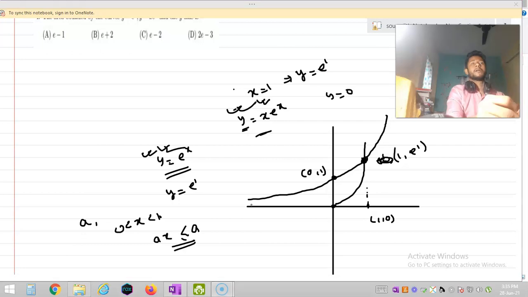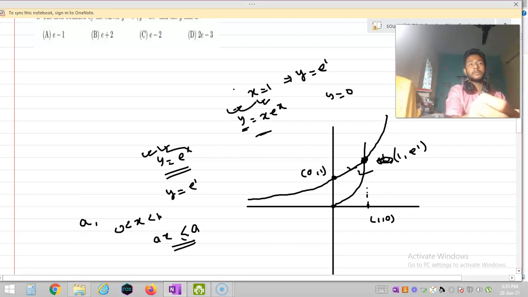We have to find the area bounded by these curves and the y axis, so we have to find the area of this portion. How to find the area of this portion? First of all, we need to find the total area. Let this be ABCD. We have to find the total area of ABCD, then subtract from it the area under the lower curve. Then we will get our required area.